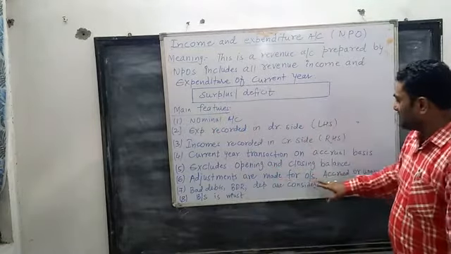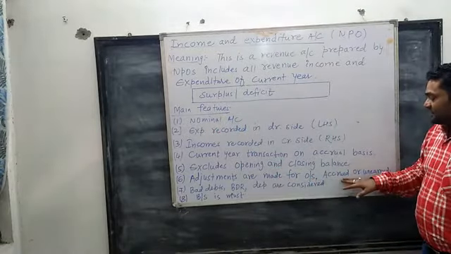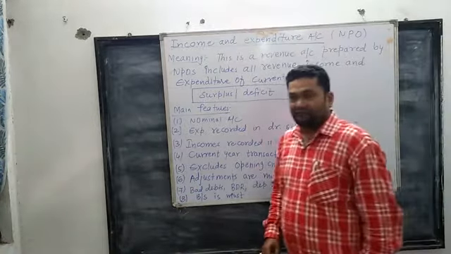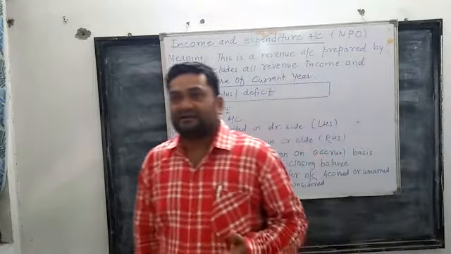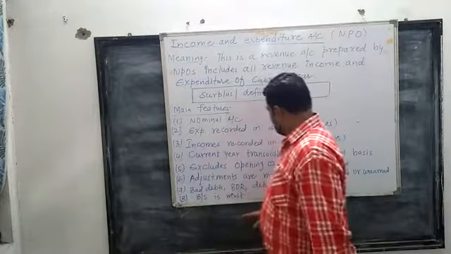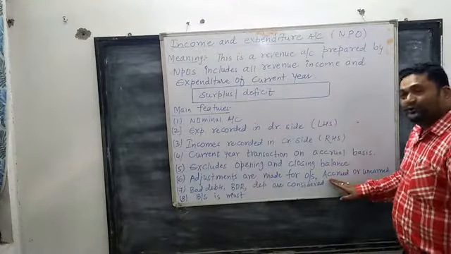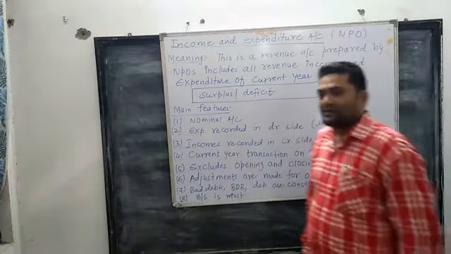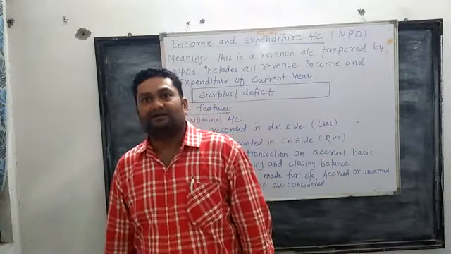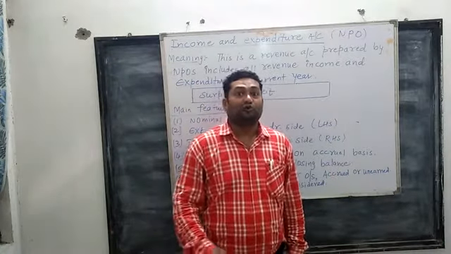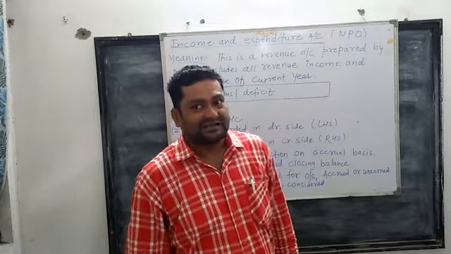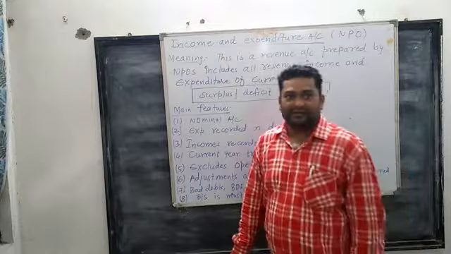Adjustments are made for outstanding expenses, accrued income or unearned income. All the adjustments: if any outstanding expense is there, it is added to the respective expense. Accrued income is the income which you have already earned but not received in cash so far. That is called accrued income. So that also will be added to the respective income.